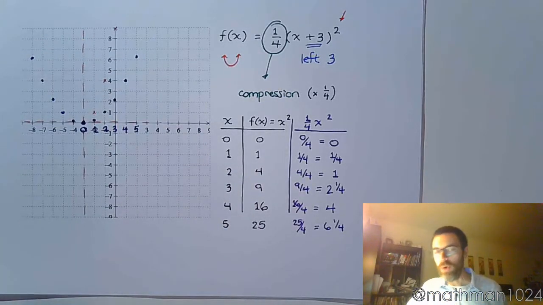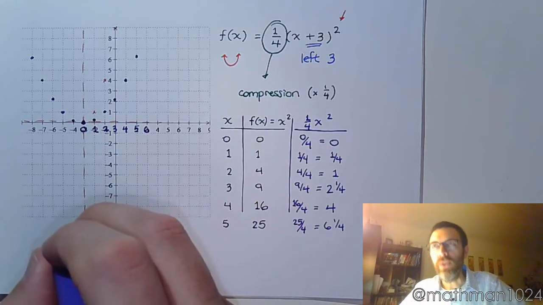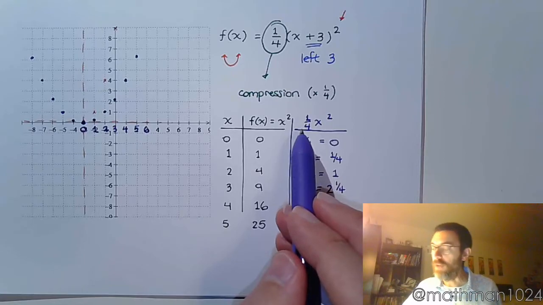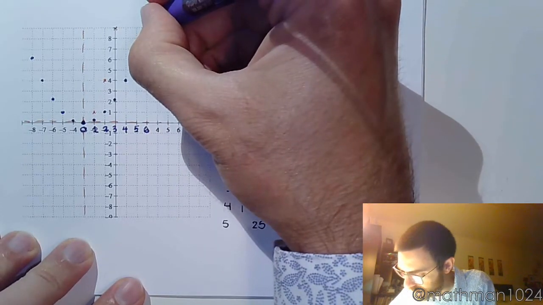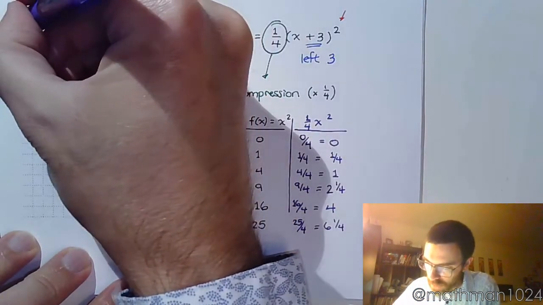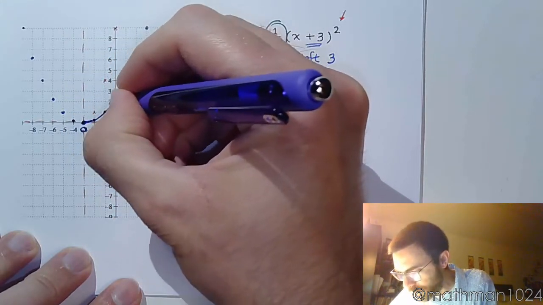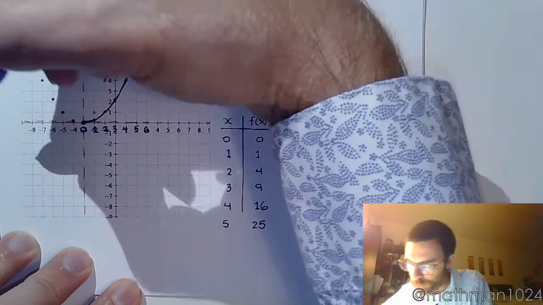I bet we can go one more, and let's go to 6. So let's see, 6 squared is 36, but then we have to do times 1/4. So 36 divided by 4 is 9. So it's going to be up there. And so now we have a lot of nice pretty points that we connect to form our parabola.